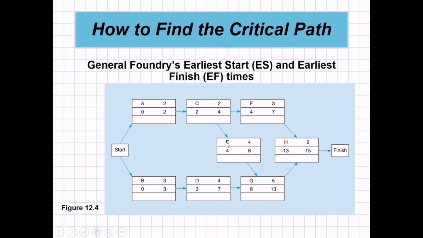So it will continue. For F, the earliest start will be the earliest finish of the predecessor activity, which is C. So 4 plus 3 is 7. For E, the earliest start is the earliest finish of the predecessor activity, which is C. Still 4, carry over 4 plus 4 is 8.